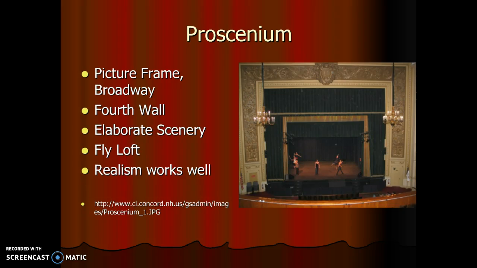So, probably the most common, or what we think of as the most common type of theater space, audience-performer relationship, is the proscenium. It was developed in the Renaissance as a result of perspective drawing, which you'll see as you look at the history, or if you haven't yet. It's associated with Broadway. It's called the picture frame theater.